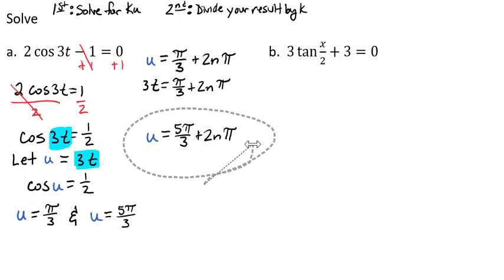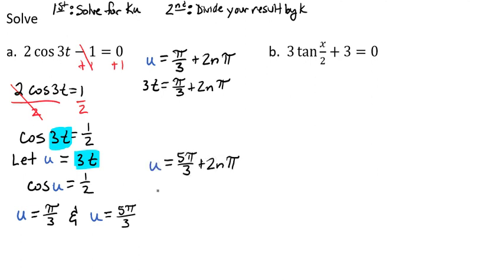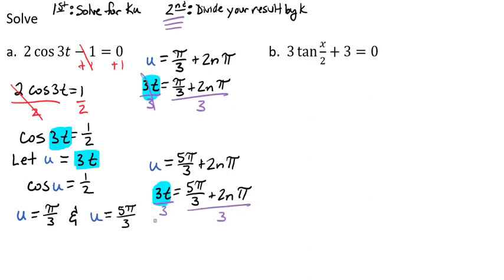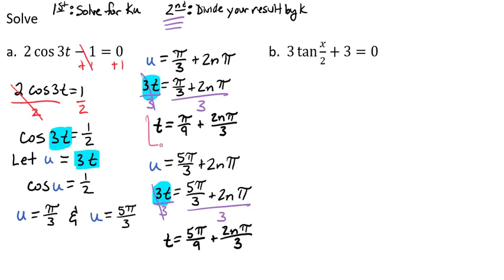Let's give ourselves a little bit more room. We'll move this down a little bit. And right here we'll have that 3t equals 5 pi over 3 plus 2n pi. So we just replaced our u with the 3t. Then following our second step, we're going to divide everything by that 3 to isolate the t. That's going to give us t equals pi over 9 plus 2n pi over 3, and t equals 5 pi over 9 plus 2n pi over 3. Those are going to be our two solutions.